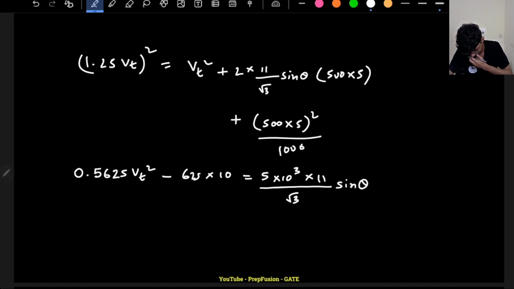This will be 22.625. This is quite large. Something has gone wrong. Something is definitely wrong over here. It is coming out to be negative. Let me check it. This is 500 kilo, right? Kilo should be there.